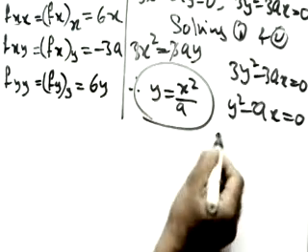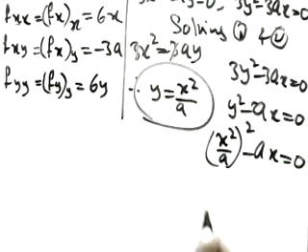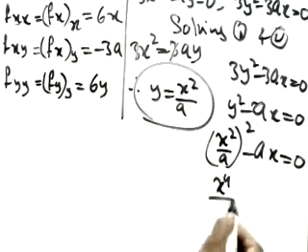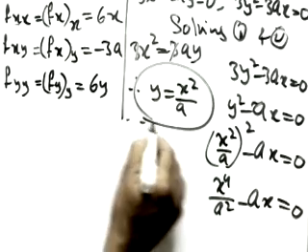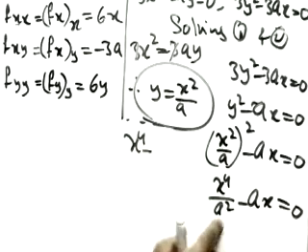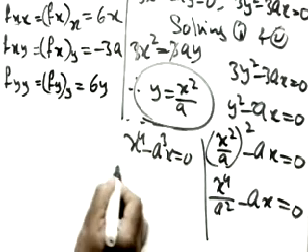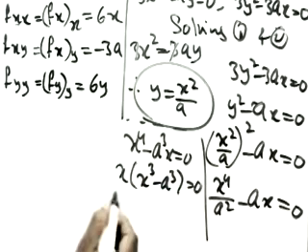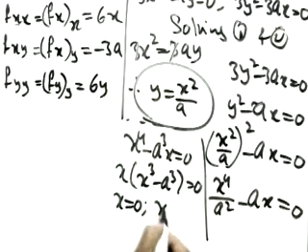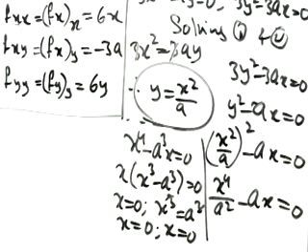Now let me substitute the value of y from here. X square by a, whole square, minus ax equals 0. This becomes x power 4 by a square minus ax equals 0. Taking LCM, this becomes x power 4 minus a cube x equals 0. Let me take x common here. If you take x common, we are left with x cube minus a cube equals 0. Now separate this: x equals 0 or x cube equals a cube. Cube will cancel, so you get x equals 0, x equals a.